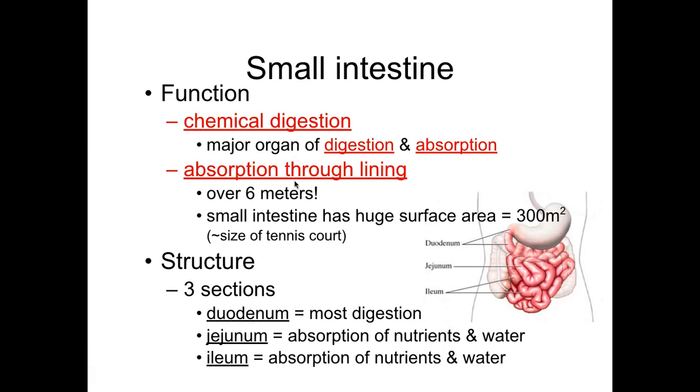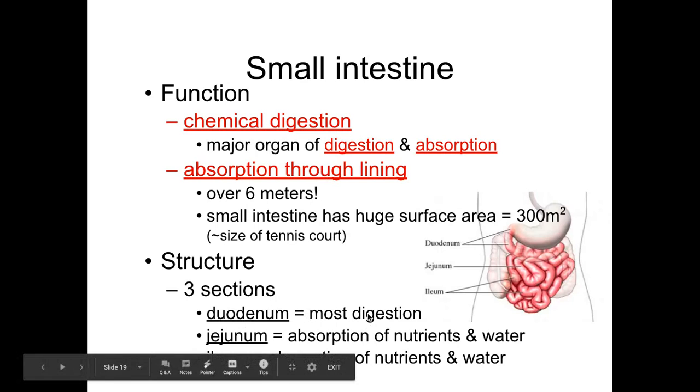All right, so the small intestine's function is chemical digestion. It's the major organ, like I said, of digestion and absorption. We absorb it through the lining. It's over 6 meters long, looking like 18 to 20 feet long. And it's got a huge surface area again, just like the alveoli. It's like the size of a tennis court if you unpacked it all and laid out the surface area. So that's where all of that takes place.